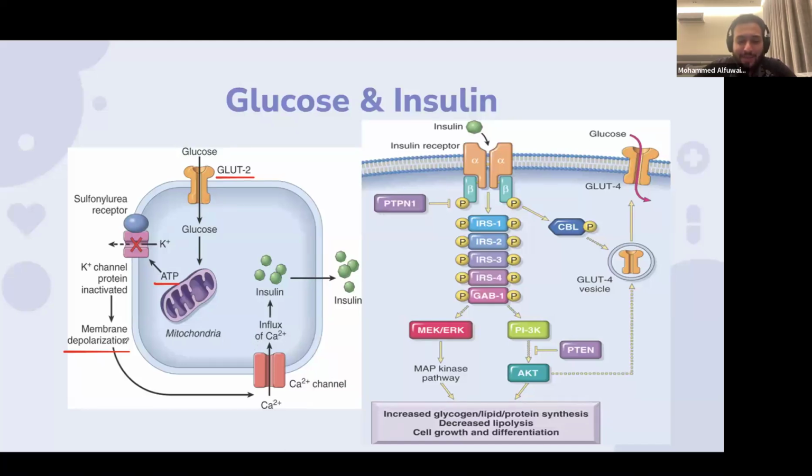Okay? This depolarization will cause opening of voltage-gated calcium channels, which will move calcium inside. Calcium is a trigger for granules full of insulin to be secreted, okay? So it gets secreted through exocytosis.